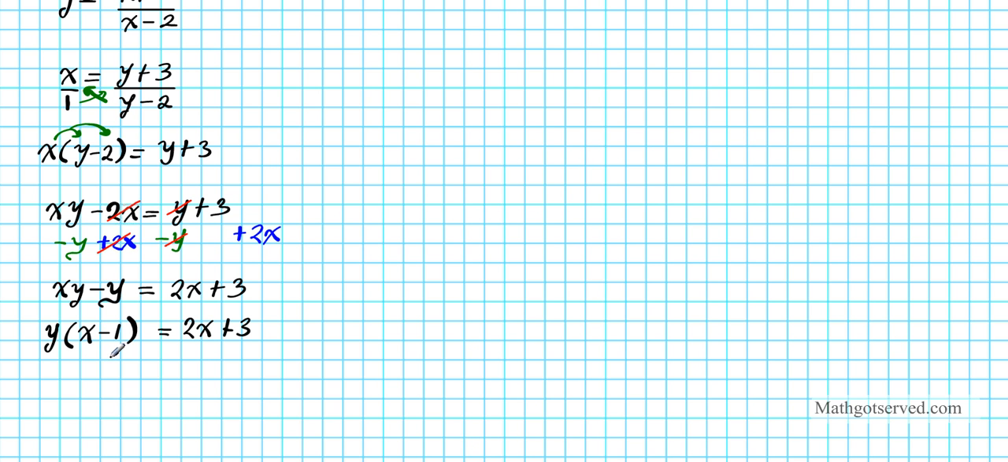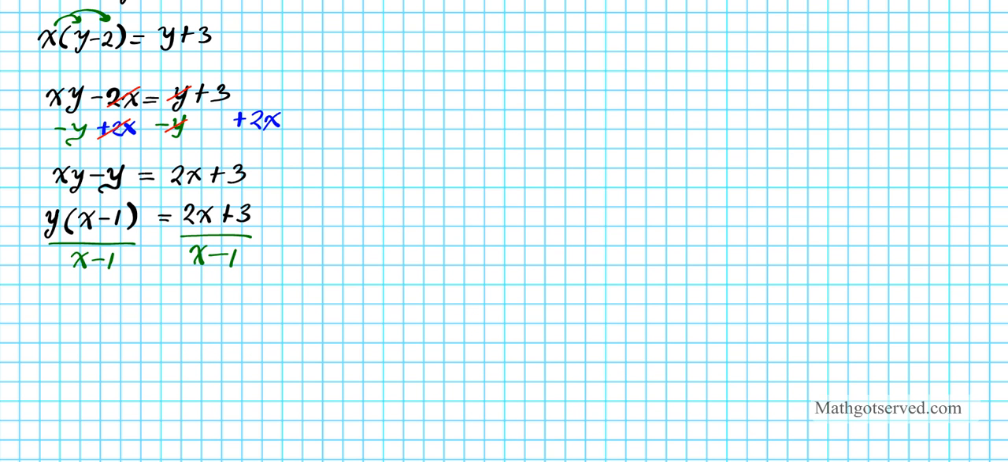Now, to get y by itself, I need to get rid of this x minus 1. To accomplish that, I will divide by x minus 1, both of them, on both sides of the equation. And my y is going to be 2x plus 3 over x minus 1. And this is the inverse, so f inverse of x is 2x plus 3 over x minus 1.